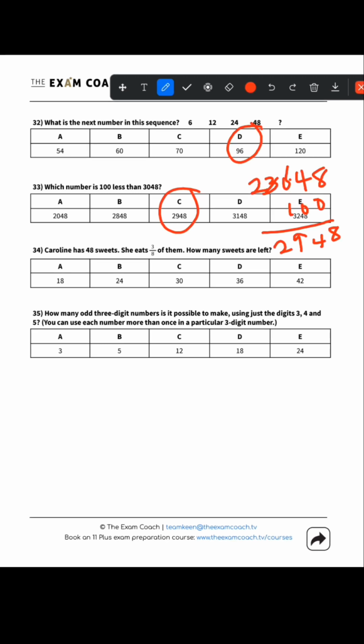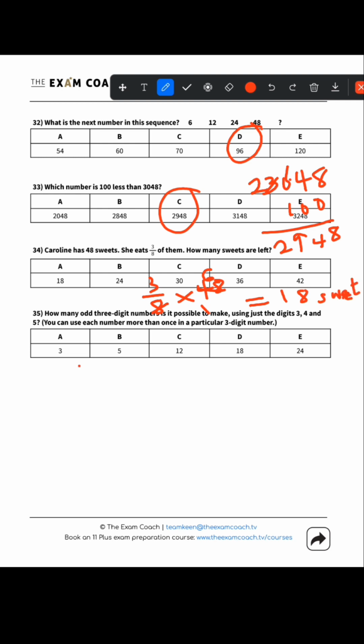How many sweets are left? We need to first find out how many she has eaten. 3/8 of them. So 3/8 of, in maths, means multiplication of the 48 sweets. So 8 goes into 8 one time, 8 goes into 48 six times. 3 times 6 is 18. So that means she eats 18 sweets.